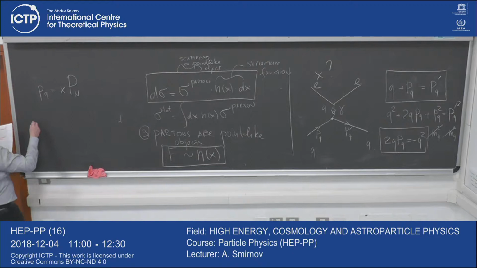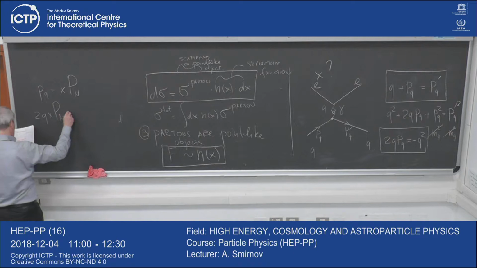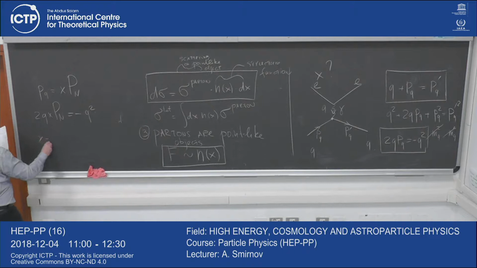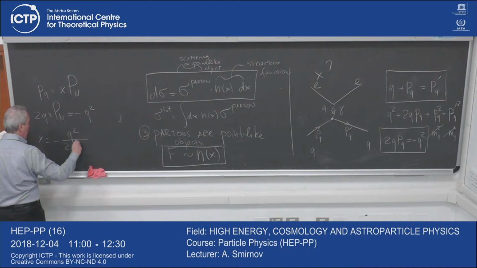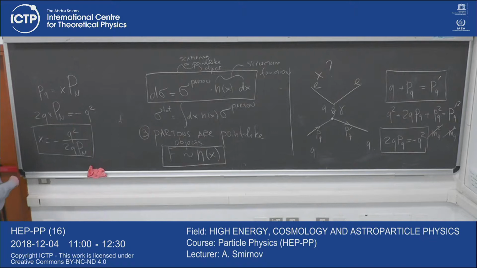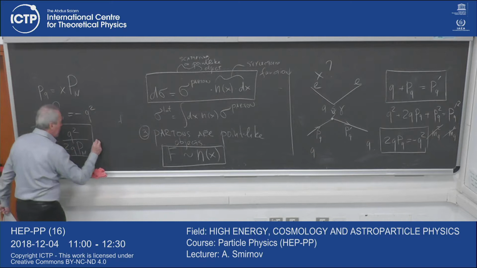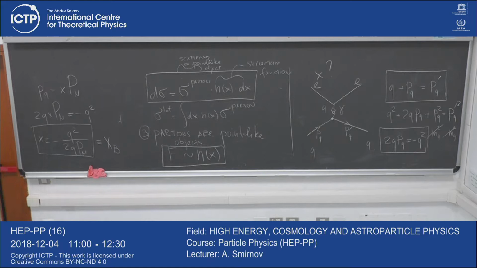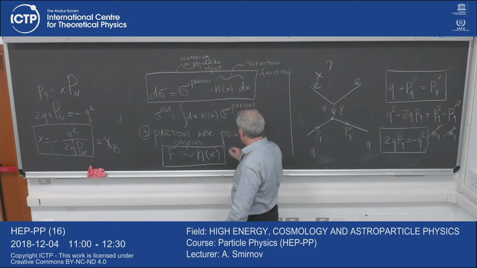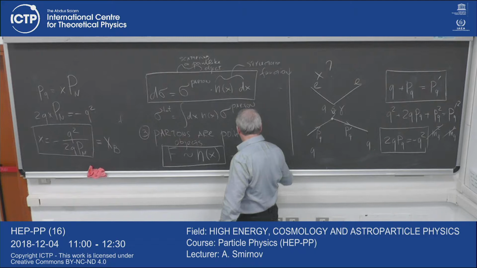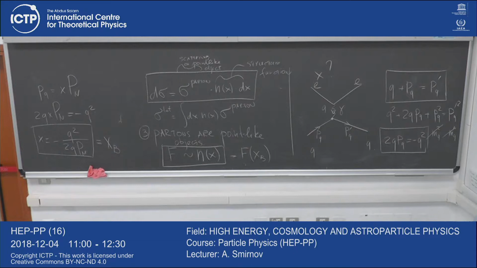And from this equation, we will get 2qxpn equals minus q squared. And therefore, we get that x equals minus q squared over 2qpn. And if you compare with the expression for the Bjorken variable, you will find that this is exactly xb, the Bjorken variable. And so coming back to this result, we find that this f should depend on xb. In this way, we have proven that you can get the scaling. So this is the scaling that Bjorken has found.